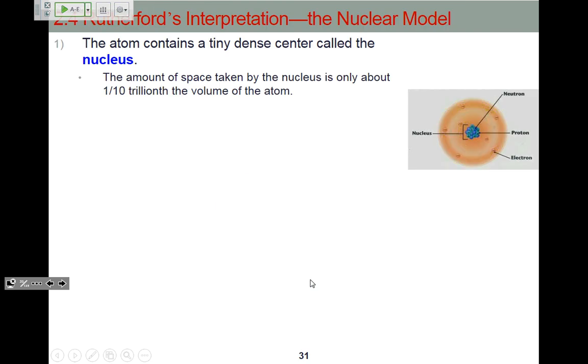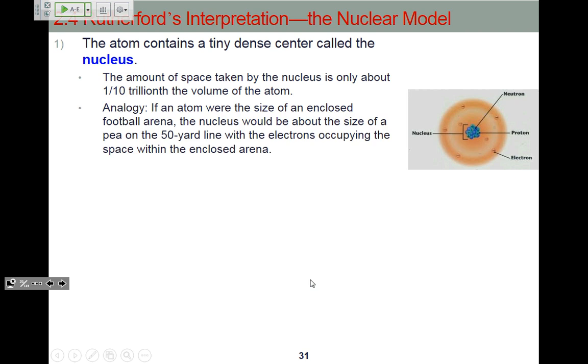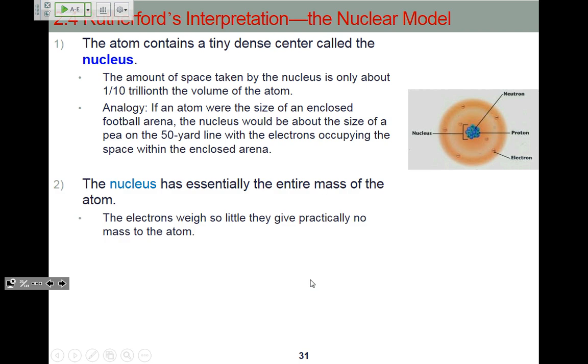So what we know based on this model is the atom contains a tiny dense center, and we call that a nucleus. It's very small space, but it's very dense. So analogy of the size of the nucleus compared to the amount of space the electrons take up is if you had a football arena, say the Superdome, and you had a little green pea in the middle of the 50-yard line, the rest of the Superdome would be where your electrons are. And your nucleus would be that little bitty pea. So that is the difference. But the entire mass is in that nucleus. So it's really, really dense. And it has to have been for our alpha particles to interact with it.